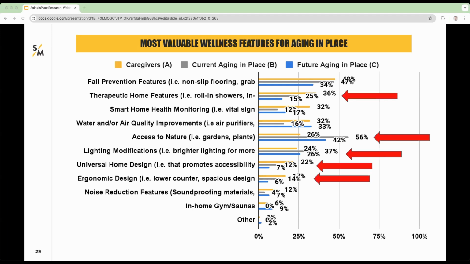These include therapeutic home features like accessible bathing spaces, universal home design features like wider doorways and hallways, practical ergonomic design features like lower counter heights. There's so many things that make up this wellness aspect.